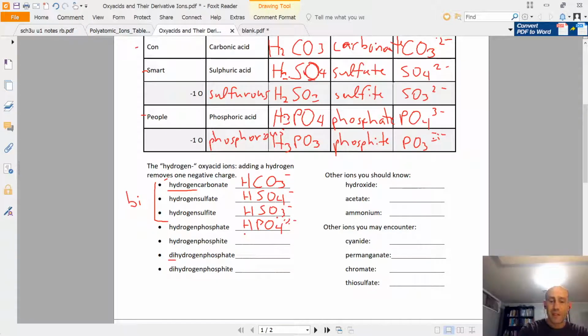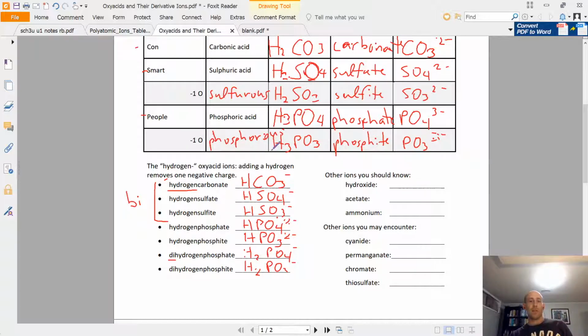Same with hydrogen phosphite, only being an -ite. It's got 1 less oxygen. And also a 2 minus charge. Dihydrogen phosphate, just like it sounds, H2PO4. Now, compared to H3PO4, it's down a hydrogen, so it has a negative charge. Dihydrogen phosphite is H2PO3, and it only has 1 negative charge as well.